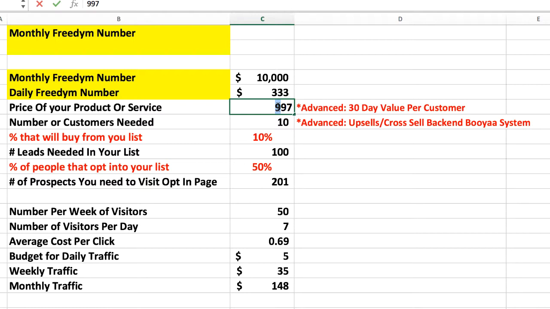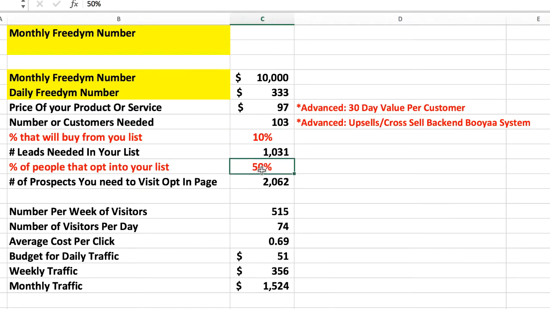But again, let's just put 97, because that just shows that this whole spreadsheet is a working piece for your business, okay? So in this example, it showed that we need 103 customers. And what percentage will buy from your list? Again, from video 1, we made the assumption of 10%. So the number of leads in your list, we needed 1,031.